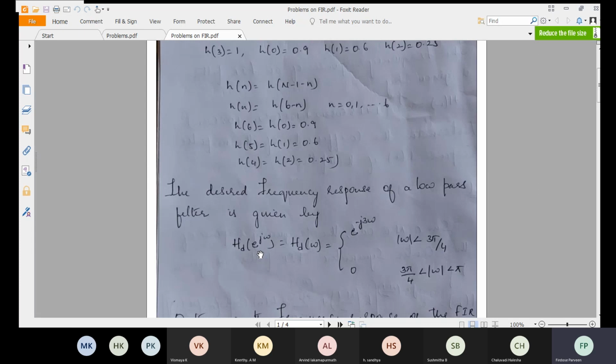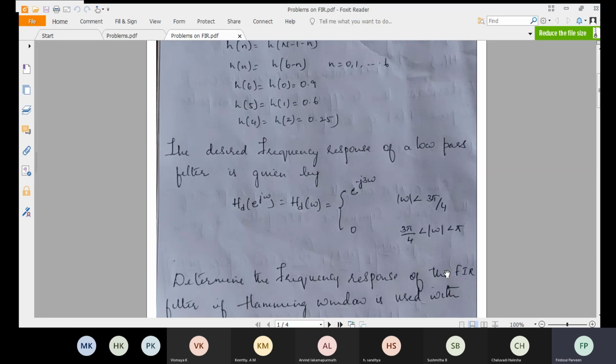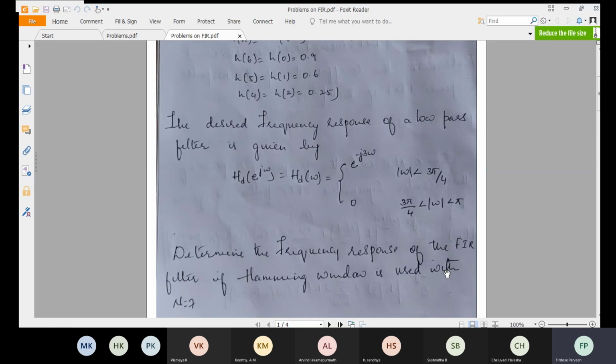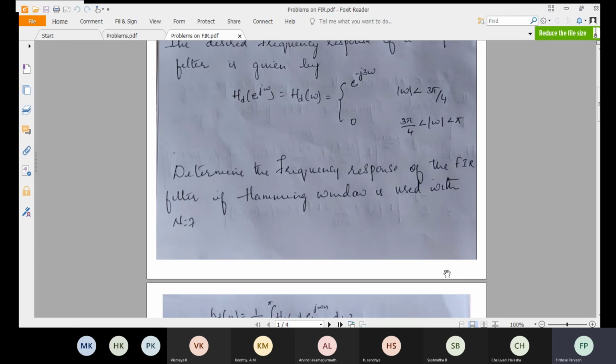The desired frequency response of a low pass filter is given by HD of e to the power of j omega is equal to e to the power of minus j3 omega, where omega is less than 3 pi by 4, and it is 0 when it varies from 3 pi by 4 till pi. Determine the frequency response of the FIR filter if Hamming window is used with n is equal to 7.